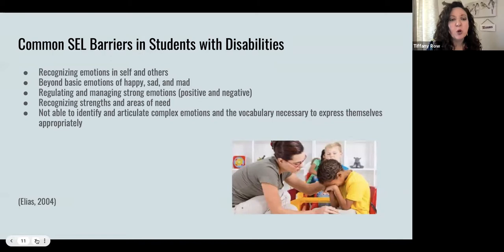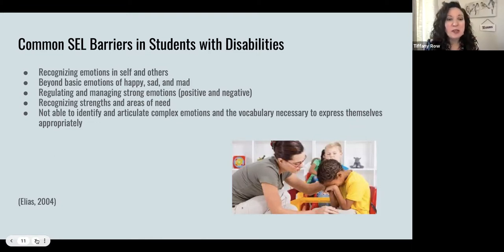And these are recognizing emotions in themselves and others, specifically those emotions that go beyond happy, sad, and mad, the basics, right? We know that emotions can be a lot more nuanced than that. Many students with disabilities have a hard time recognizing that within themselves and recognizing those emotions within others. And that can certainly make it more difficult to have social emotional competence. Also regulating and managing strong emotions.